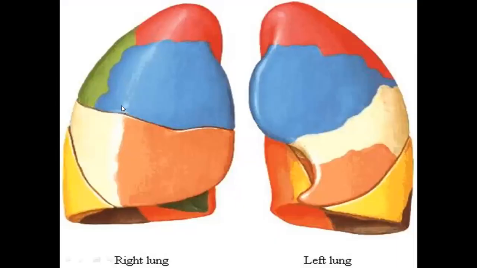These different colored areas are the bronchopulmonary segments. This is the right lung. So you get three lobes.